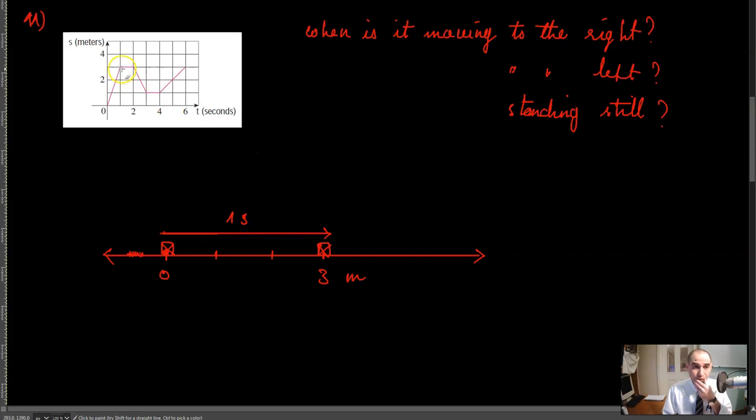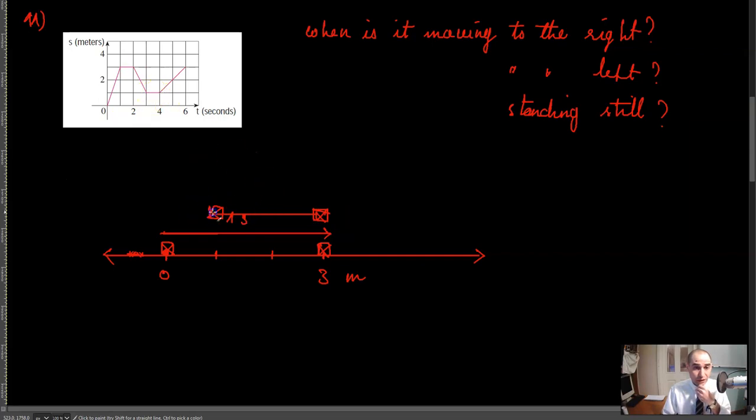Then for 1 second, the particle is standing still over here, meaning that it's not changing its position, right? Then starting from 2 seconds all the way up to 3 seconds, it goes back to 1 meter, meaning that it ends up over here. And it takes 1 second to do that.